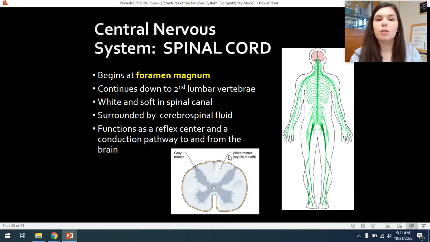Next, we're going to be looking at the spinal cord, which begins at the foramen magnum and goes all the way down to your second lumbar vertebrae. Your spinal cord is surrounded by cerebrospinal fluid to help cushion it and protect it, and also to provide nutrients to the spinal cord. And it functions as a reflex center and a conduction pathway between the brain and the other parts of the body.